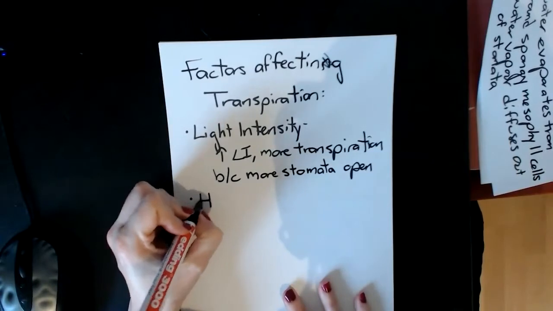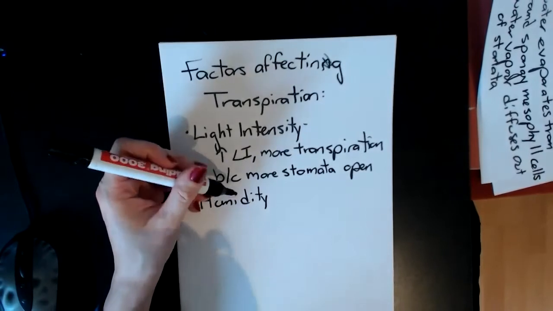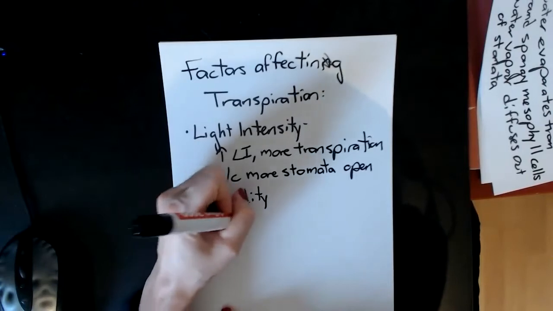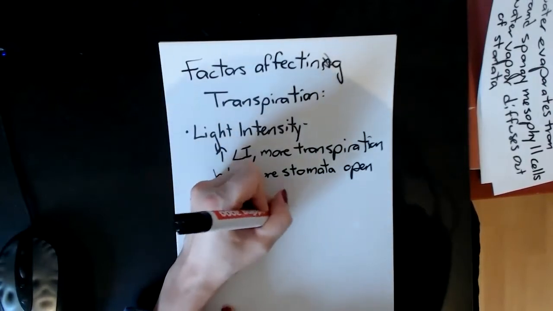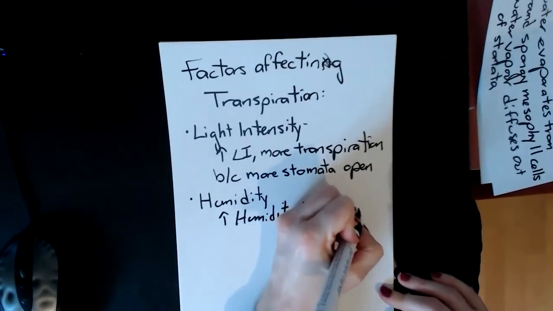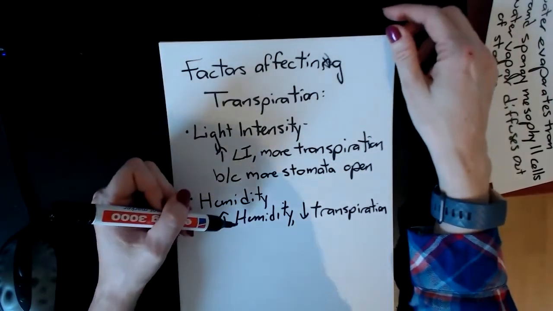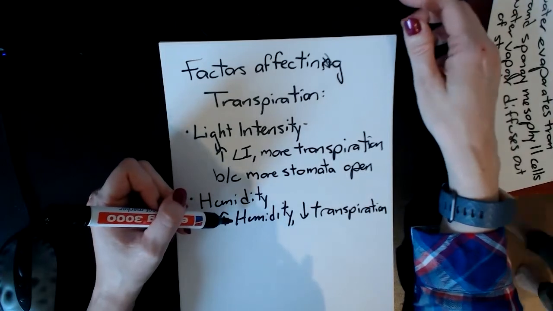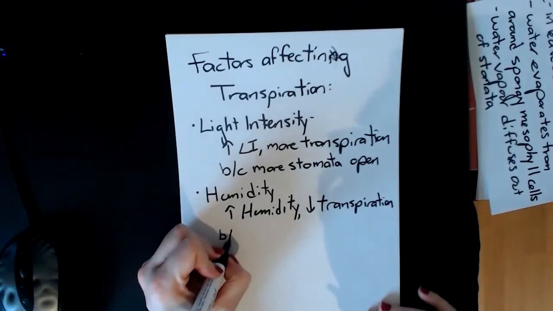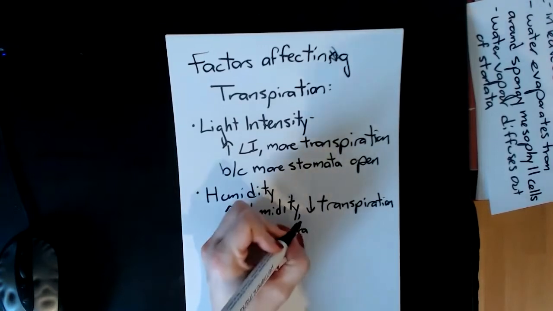The second one then, it doesn't matter what order you go in, is humidity. And basically, humidity is how much water vapor there is in the air outside the leaf. And so as you get an increase in humidity, you're going to get a decrease in transpiration, because transpiration happens via diffusion. And so the more water vapor you have outside the leaf, the smaller the concentration gradient there is.